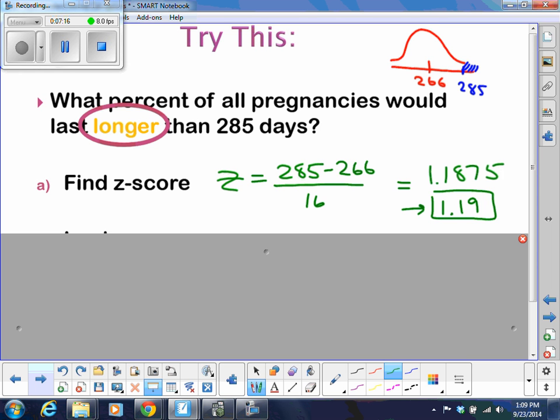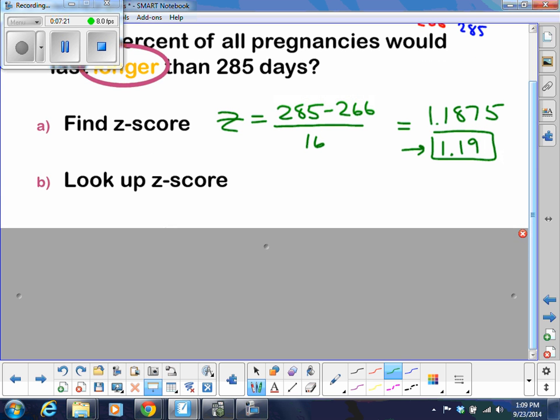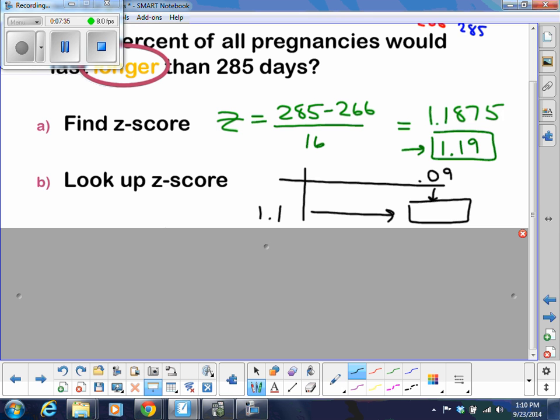Let's see what the table says for about a 1.19. So what we're going to do in the table, again, the tenth digit is 1.1. Make sure you're on the positive side now. That table has two pieces to it. We're going to go all the way down to the 0.09 to get the hundredth spot. And if we look that value up in the table, I'm seeing a 0.8830. Okay, so about 88%.